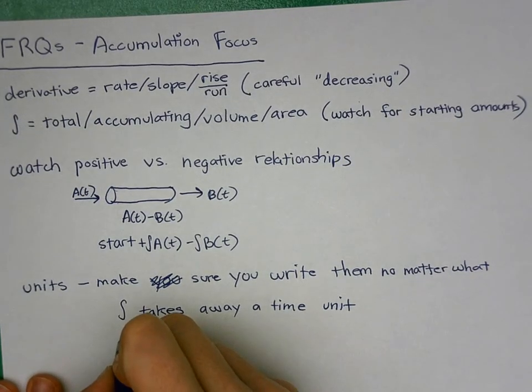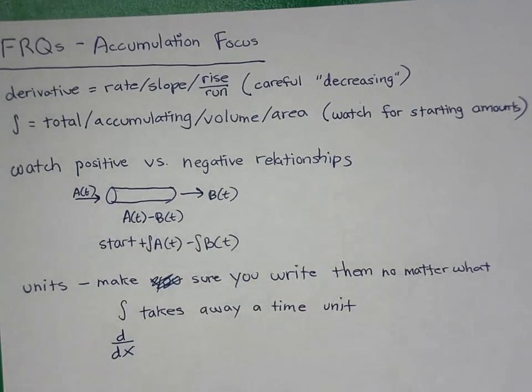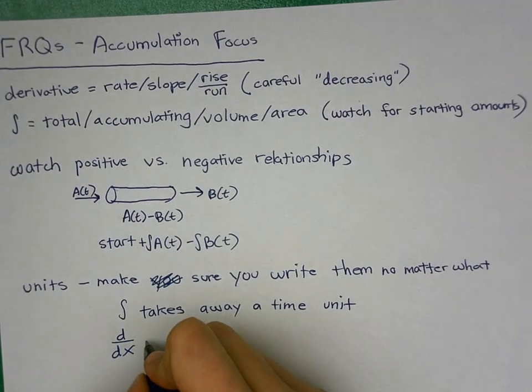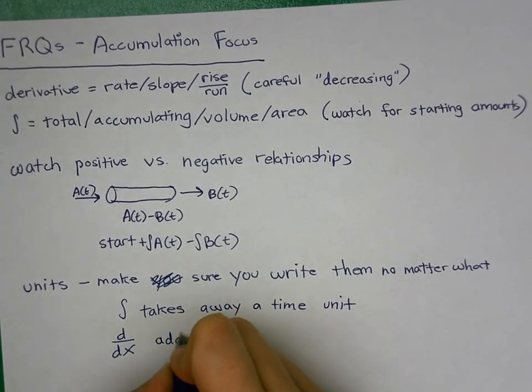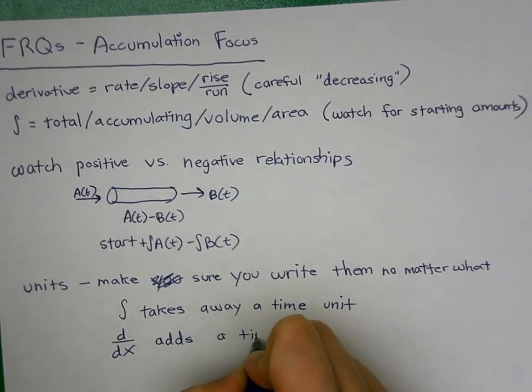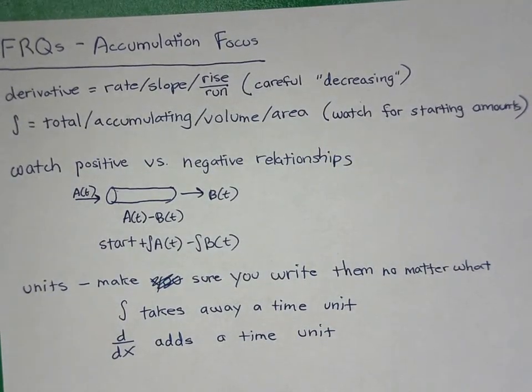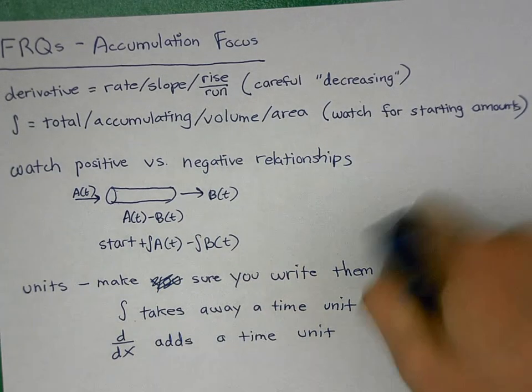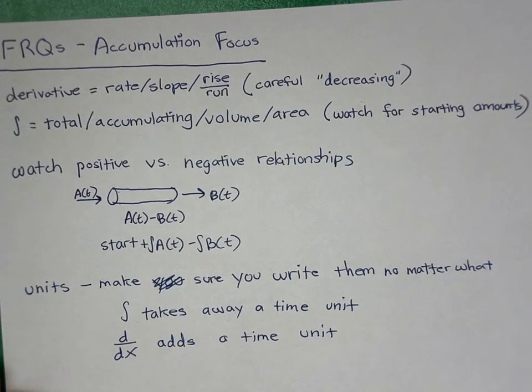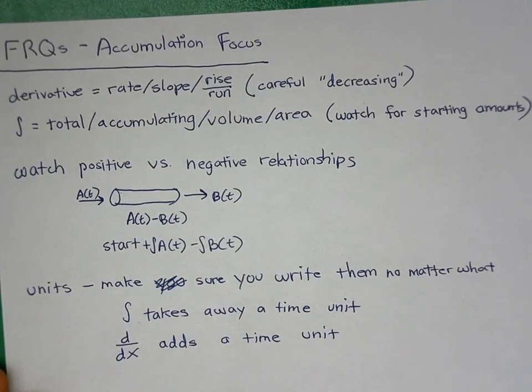Versus a derivative, just as a reminder, so I'm going to call it d/dx or d/dt or whatever it is. The derivative adds time, so adds a time unit. So again, think about position, velocity, acceleration. Position's derivative is velocity. Position's units would be meters. Velocity's units would be meters per hour. You added a time. If you take the derivative of velocity, you get acceleration. Velocity's units are meters per hour. Acceleration's units, meters per hour squared. You added a time. And so that's a good thing to keep in mind. And again, we've talked about it in different FRQ videos, but I wanted to make sure that it was specifically written in one of them. Okay?